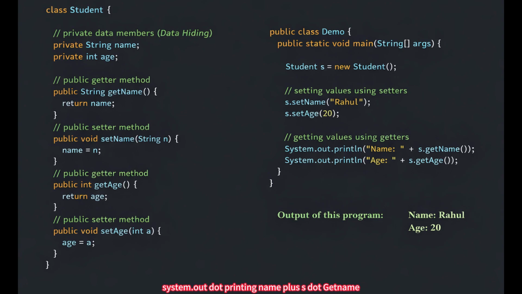This function returns the name Rahul and it gets printed using System.out.println name plus s.getName. In the same way, to print the age, we call the getAge method using s.getAge. This function returns the age 20 and it gets printed using System.out.println age plus s.getAge. So here, data members are private. Direct access is not allowed. Data is accessed only through public getter and setter methods. This is the perfect example of encapsulation in Java.